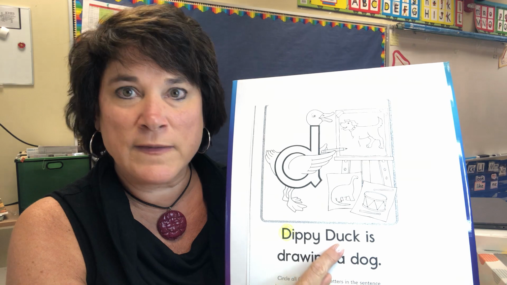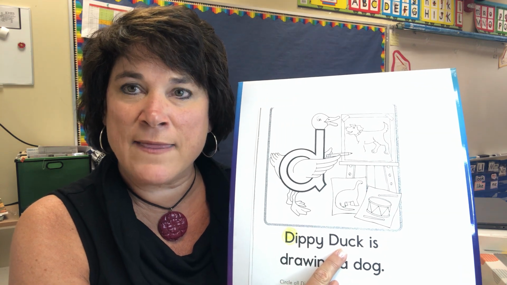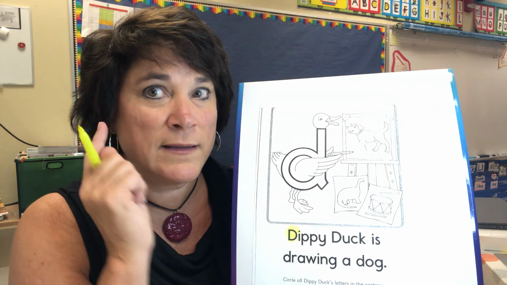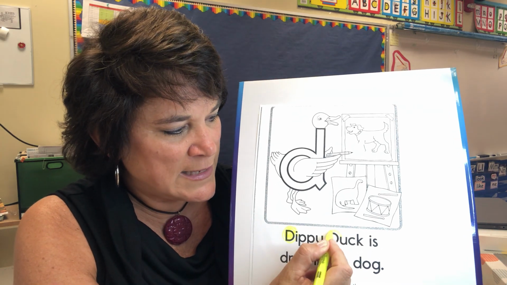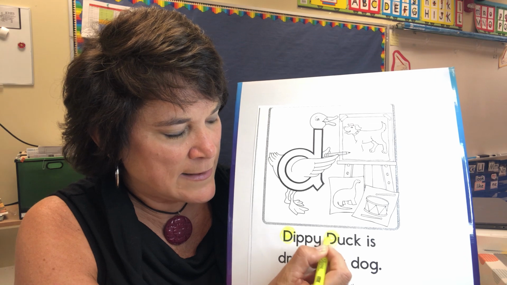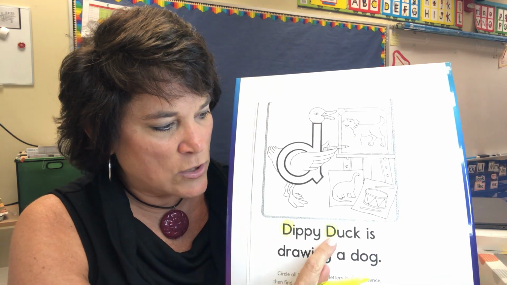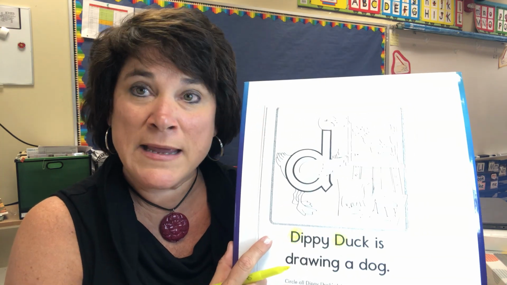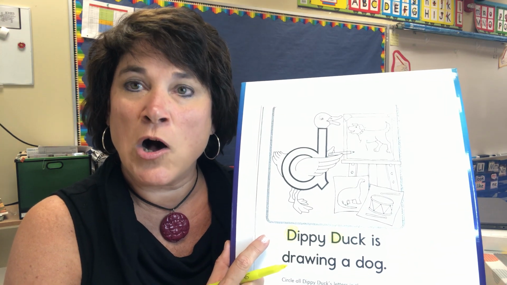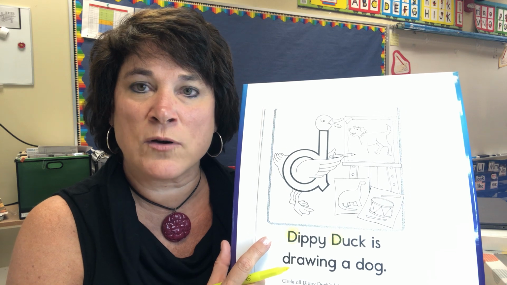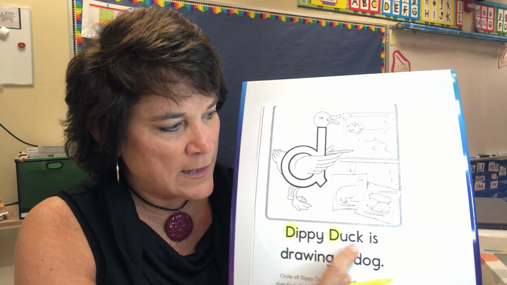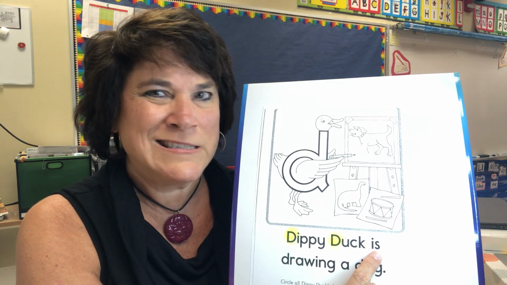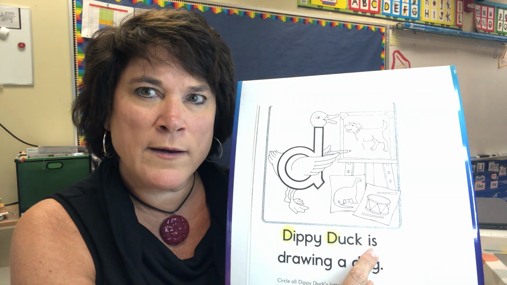Let's look at the second word in this sentence. Do you see a D in that word? Duck. Hear it? Here's a D, uppercase letter D. These are uppercase D's because this is a name, Dippy Duck's name. All names begin with uppercase letters or capital letters. Dippy Duck is. Do you see a D in that word? Nope. No D in the word is.